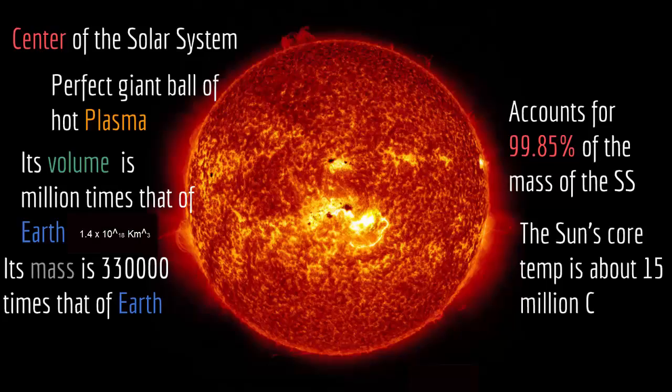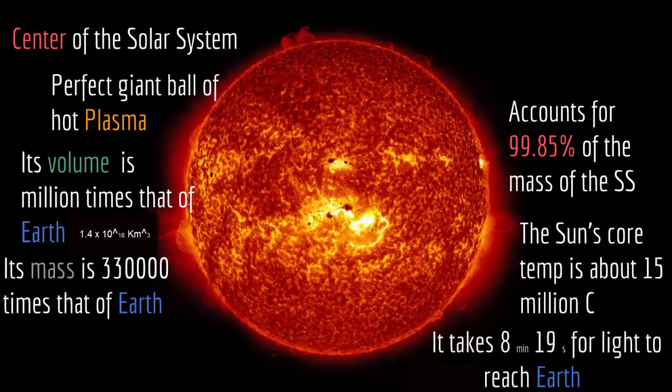How far are we from the sun? Well, it takes 8 minutes and 19 seconds for light to reach Earth. The distance between the Earth and the sun is 1 astronomical unit, and it's about 150 million kilometers. It takes light 8 minutes and 19 seconds to go from the surface of the sun and reach the Earth.